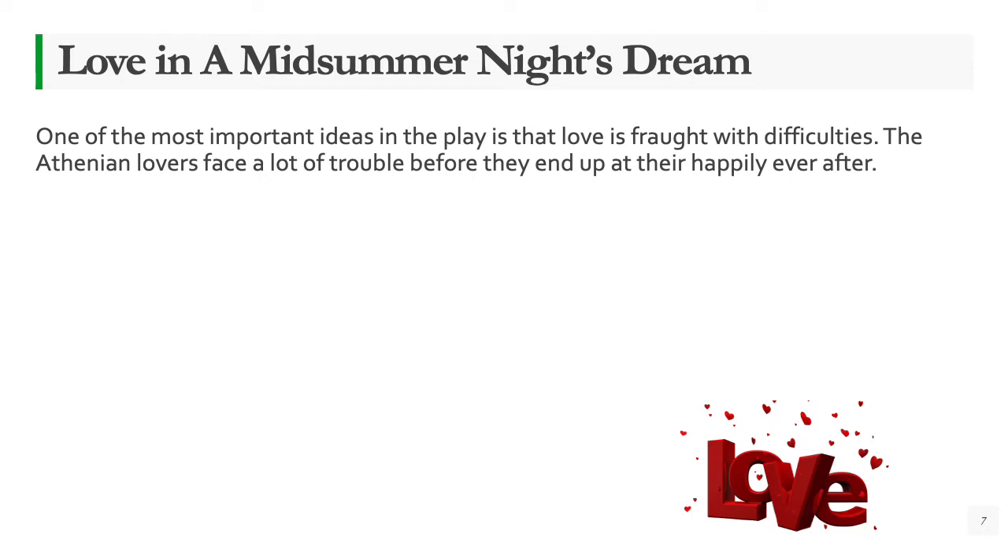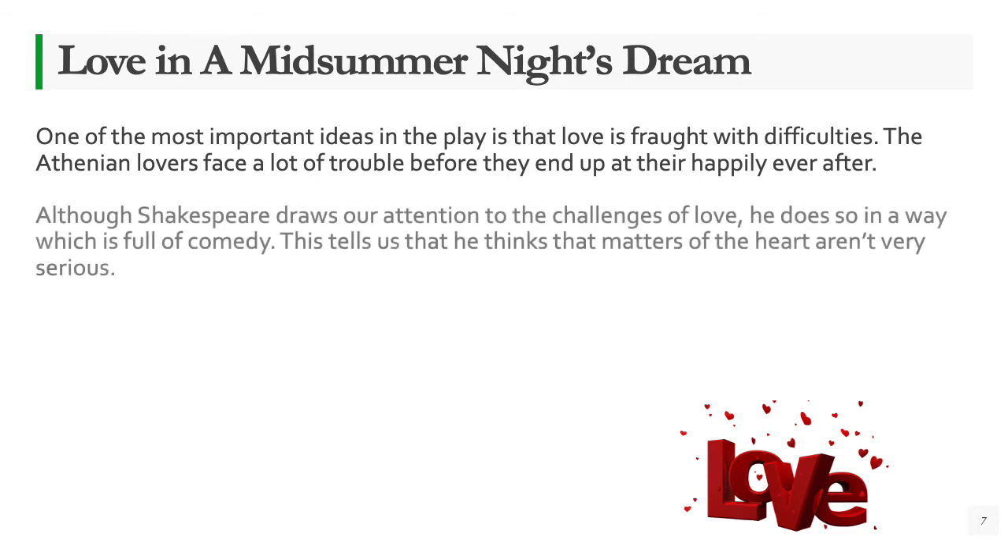Okay, so just a little bit more in-depth information for you about the theme of love. So one of the most important ideas in the play is that love is fraught with difficulties, and the Athenian lovers face a lot of trouble throughout the play before they end up at their happily ever after at the end. So although Shakespeare draws our attention to the challenges of love, he does it in a way which is really full of comedy and humour. And this suggests to us that he thinks that matters of the heart aren't very serious, so they're not things that we should be getting super concerned and worked up about.